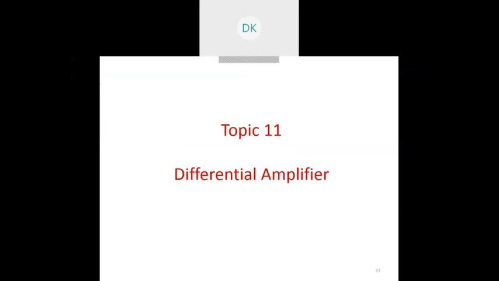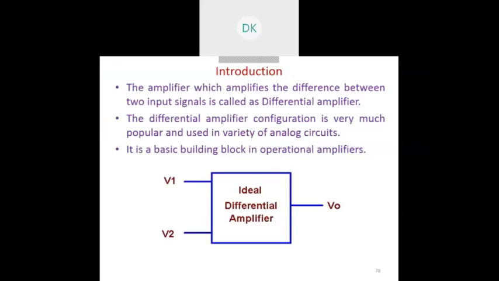The next topic is differential amplifier. A differential amplifier is an amplifier which amplifies the difference between two input signals. Look at figure number 1. There are two input voltages V1 and V2. An ideal operational amplifier will give an output voltage V0, which is the difference between V1 and V2.